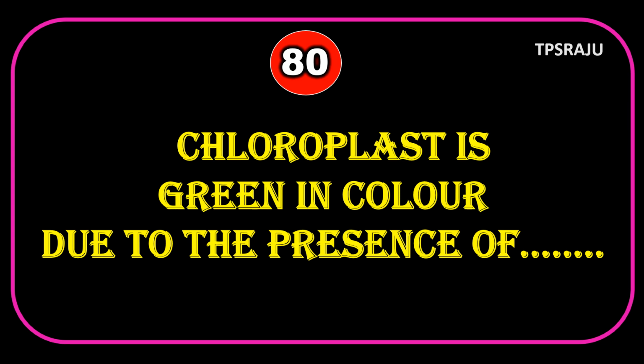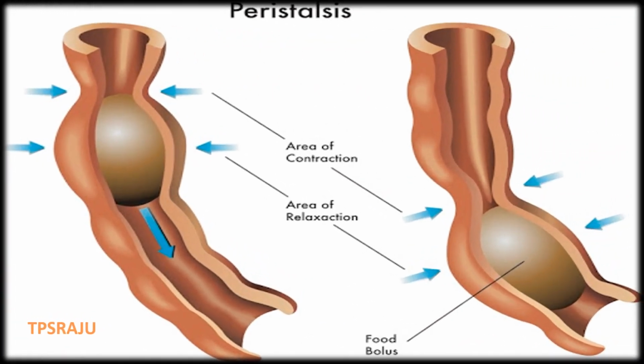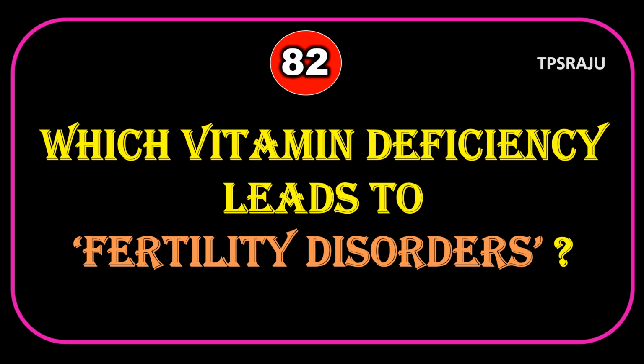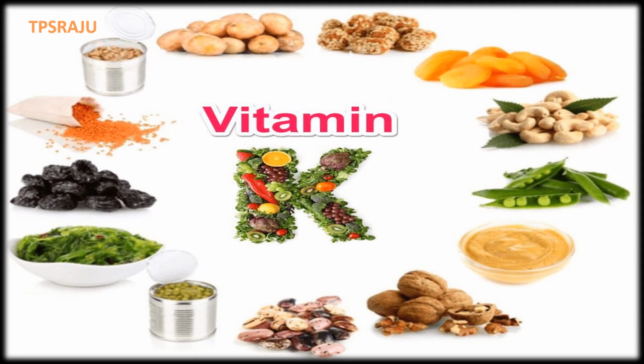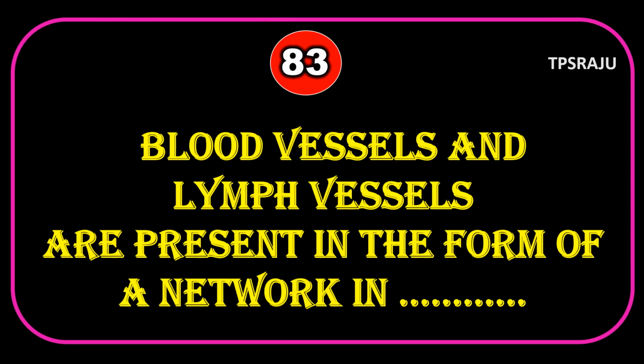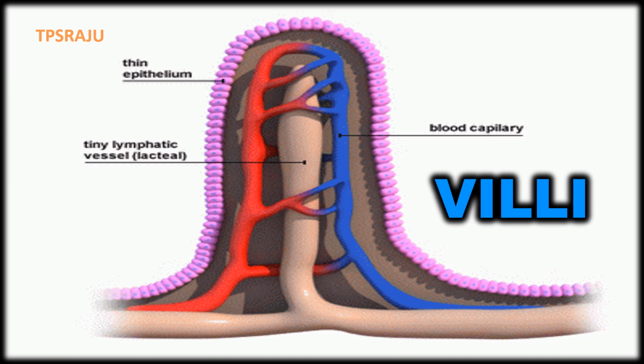Chloroplast is green in color due to the presence of chlorophyll. Wave-like movements in esophagus is called peristaltic movements. Which vitamin deficiency leads to fertility disorders? Vitamin E. Blood vessels and lymph vessels are present in the form of a network in villi.